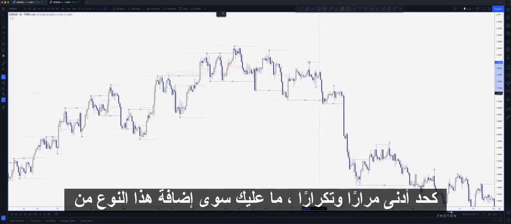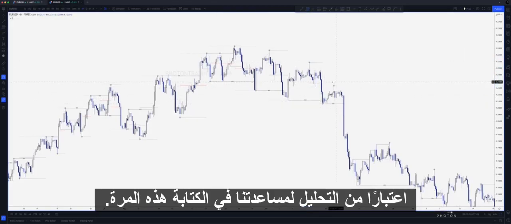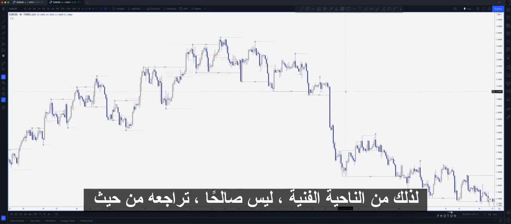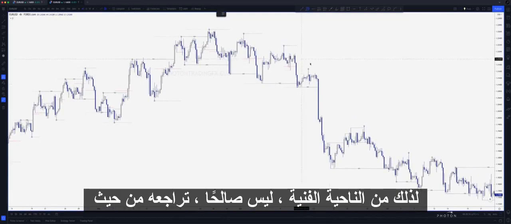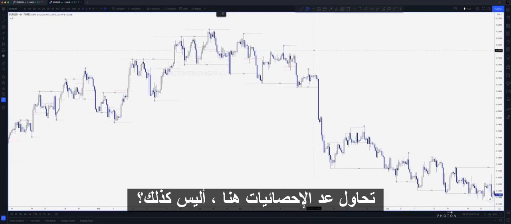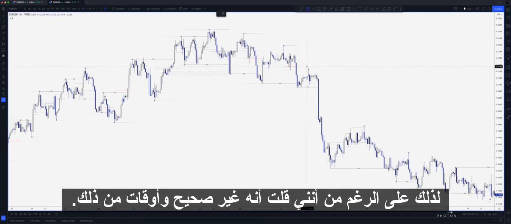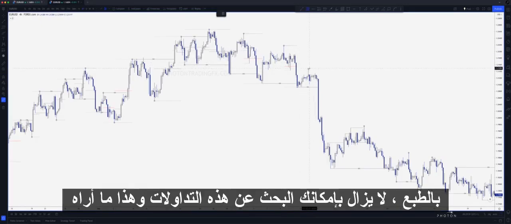Just adding these sort of layers of analysis to help us, right? This time we don't quite make it near the EQ, but not quite, so technically not a valid pullback in terms of just trying to count the stats here, right, of whether it does pull back past the EQ or not, okay? So although I said it's not valid in terms of that, of course you can still look to take these trades. And this is what I mean, right?